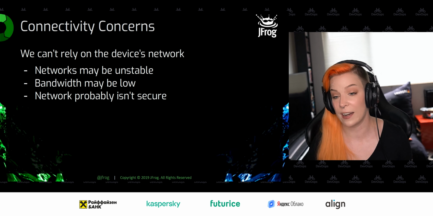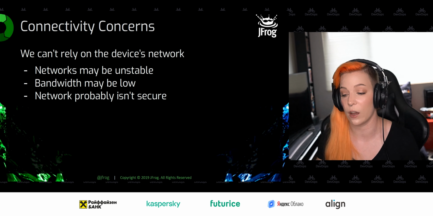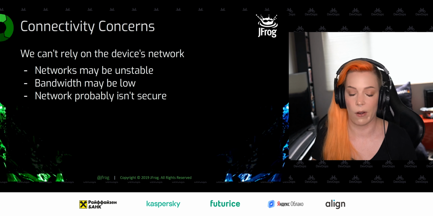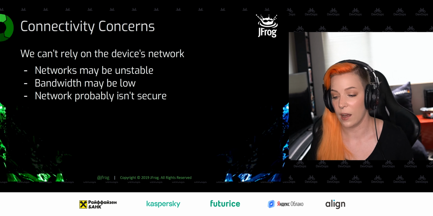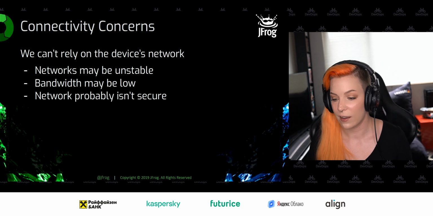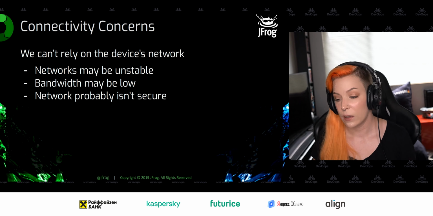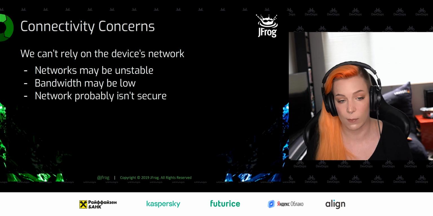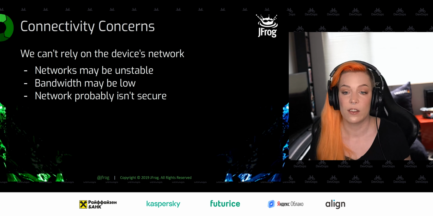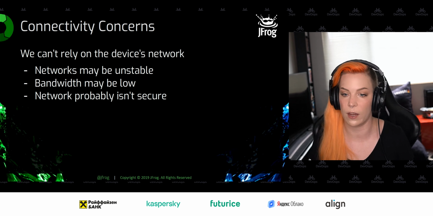We also have some connectivity concerns we have to deal with. The device's network is unreliable. Networks hosting edge devices are often unstable. The connection might be intermittent. The speed of the network might be really, really slow, so we need to keep the updates as small as we possibly can. And the network probably isn't secure either, so the updates need to be signed in some way so that we know that they're trustworthy.